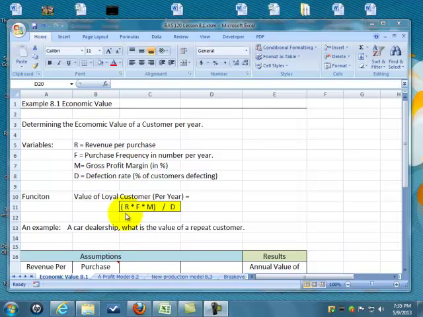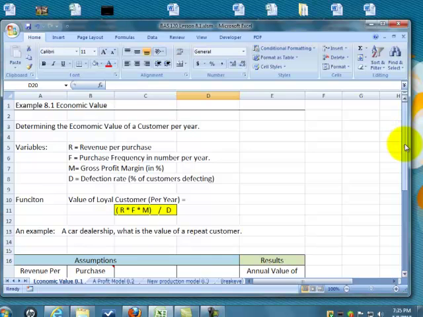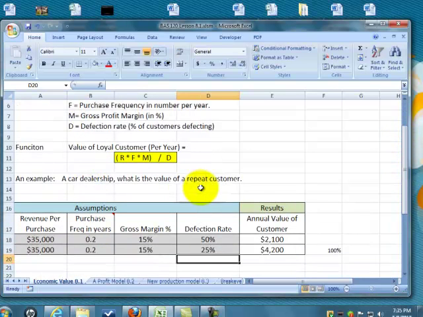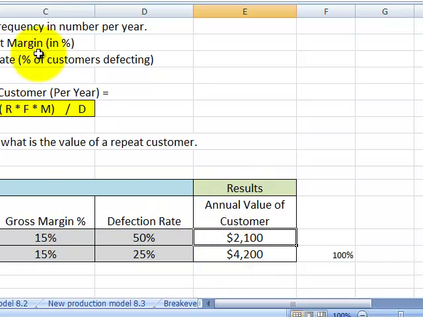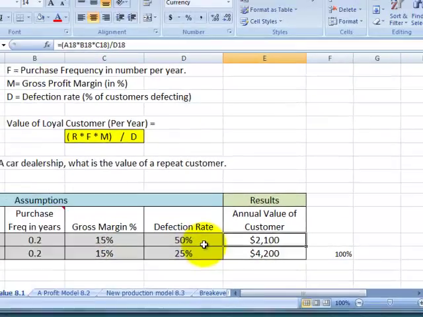So in this model, we've said revenue times the frequency times the profit margin will tell you how much we're earning by that customer, divided by the defection rate. So if we're having lots of defections, then they're not valuable. So let's think of a simple example, and we've all bought cars, and I've just laid out here for you the assumptions and the results. The result, if we go to this cell, is simply this function that we calculated: the revenue times the purchase frequency times the gross margin divided by the defection rate.